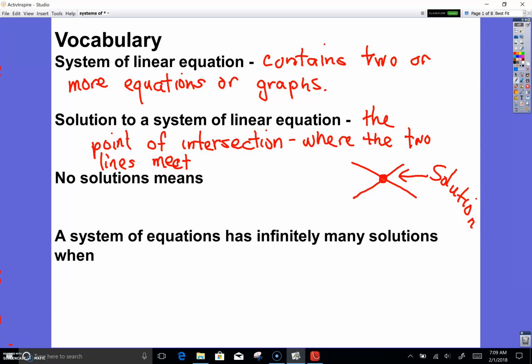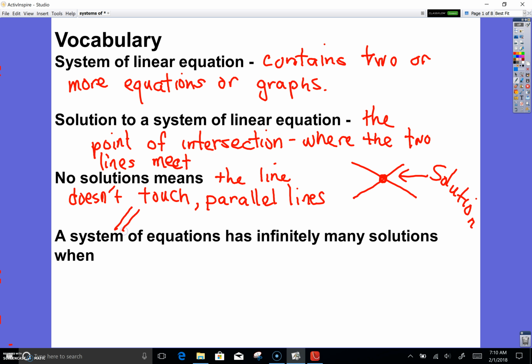Okay, no solution means the lines don't meet, don't touch. There is no intersection, and lines that don't touch are usually parallel. Okay, so this right here is parallel to that. They never touch.